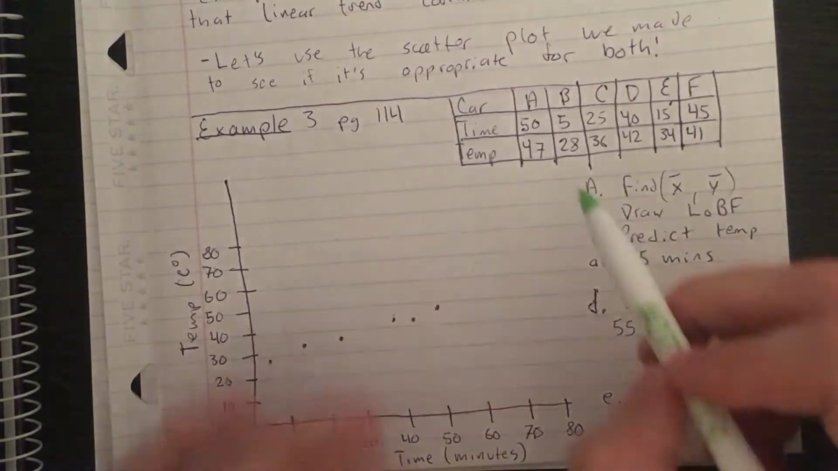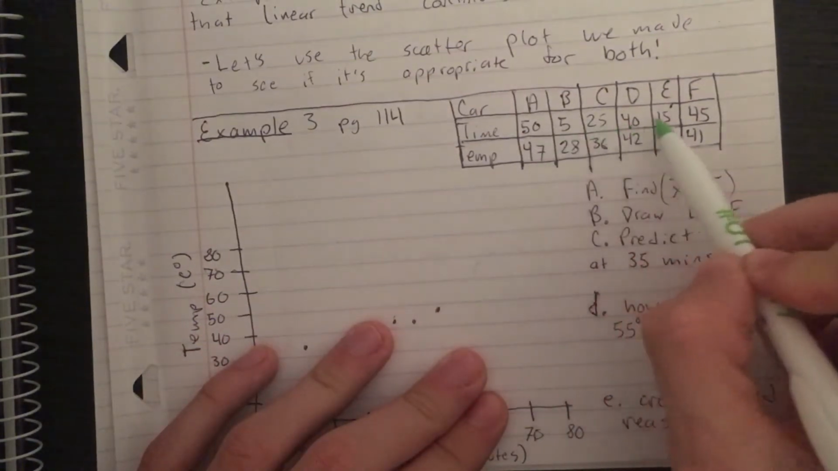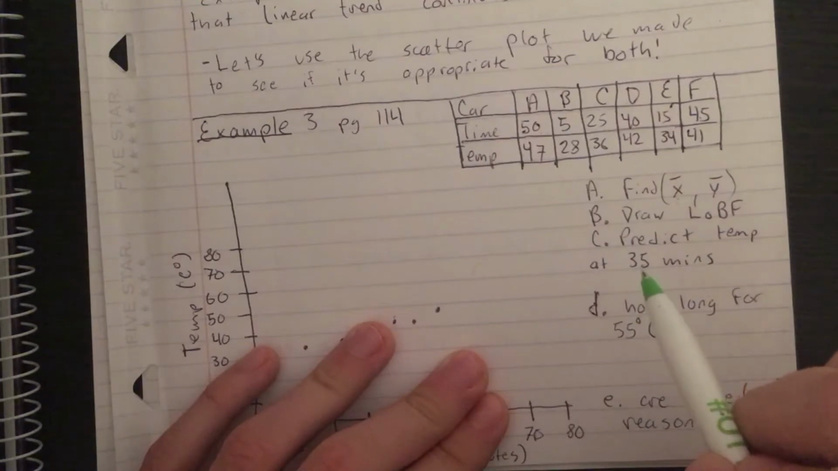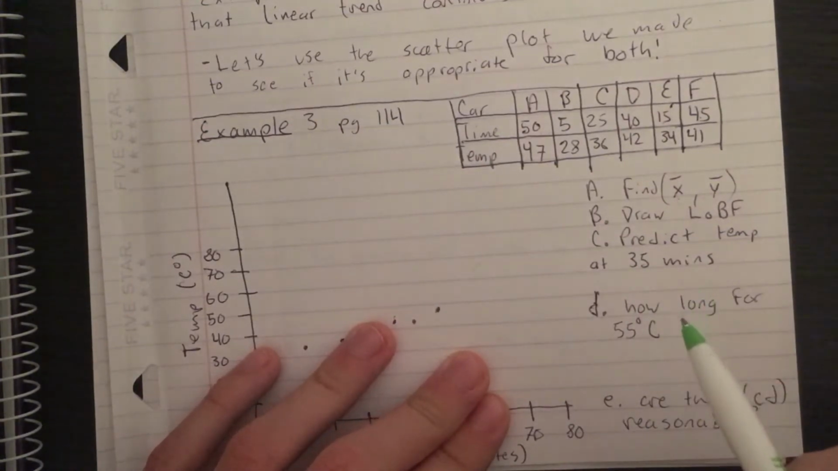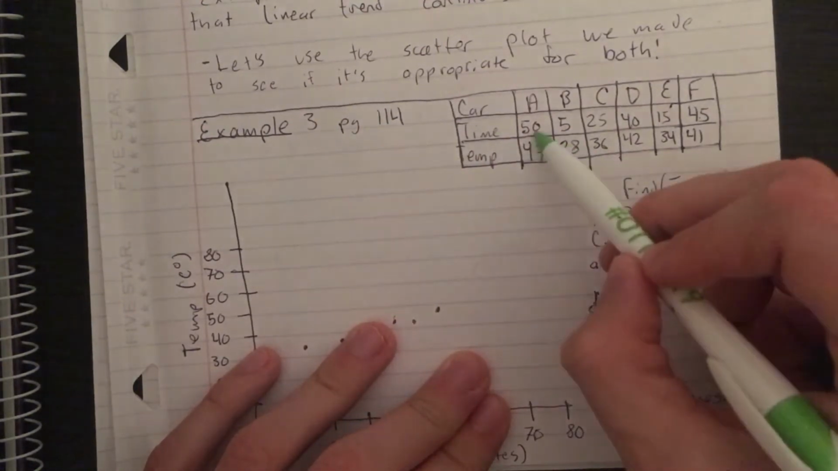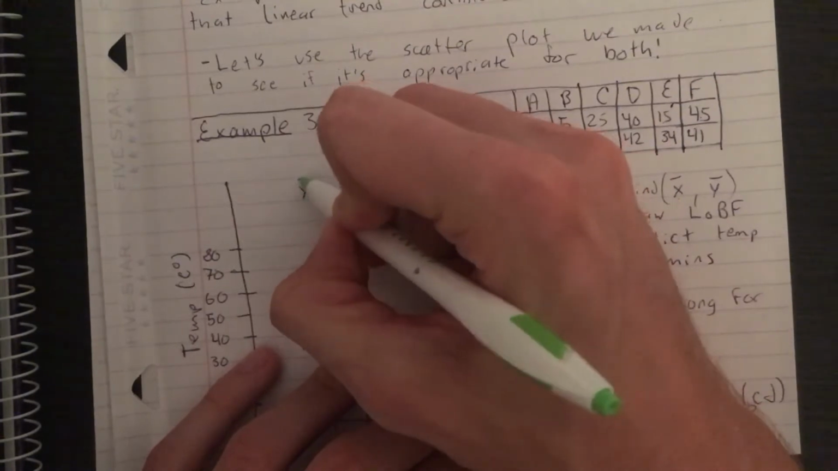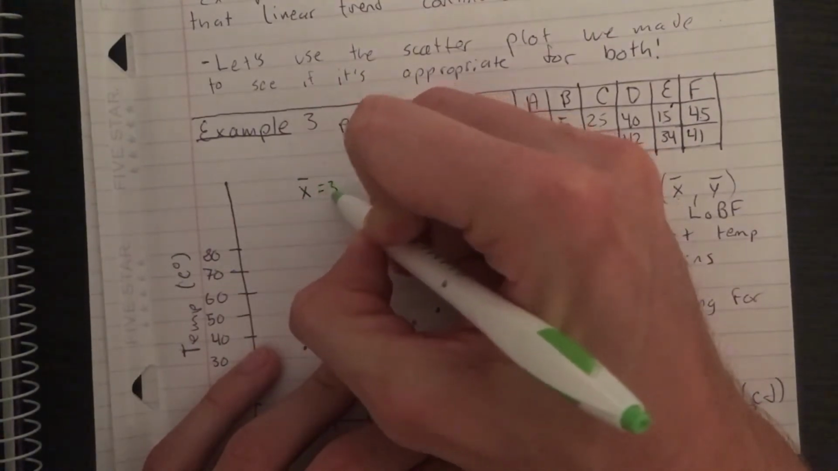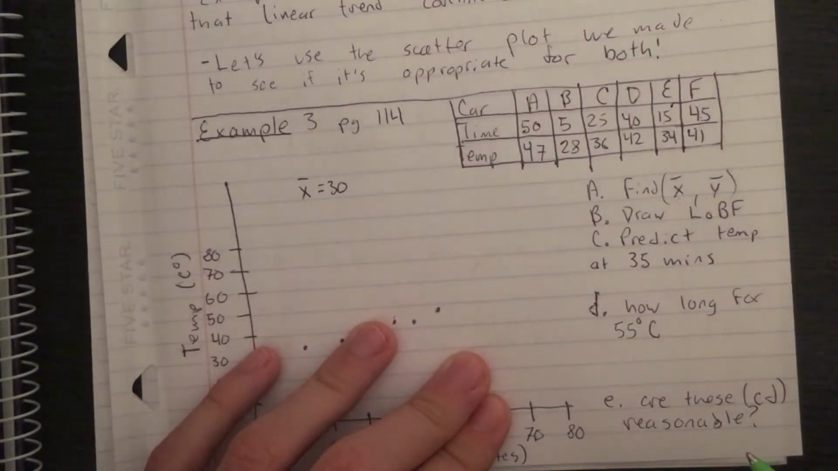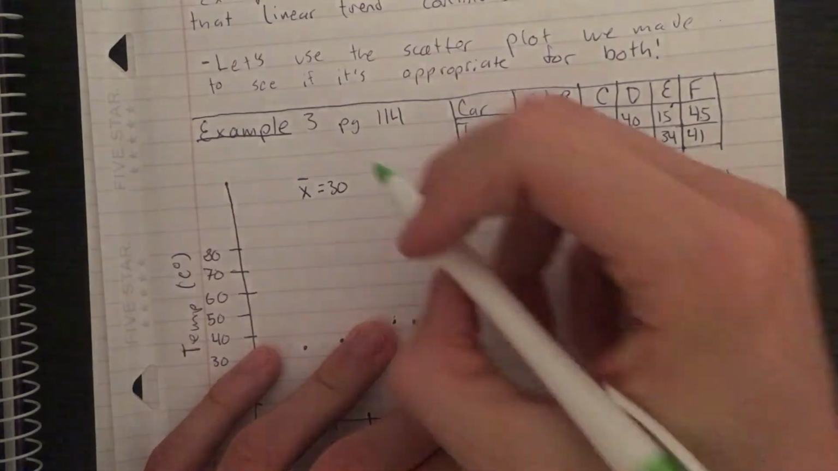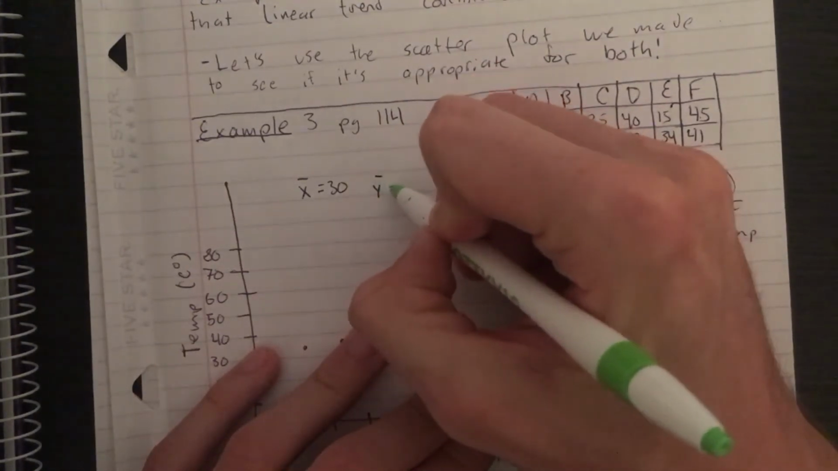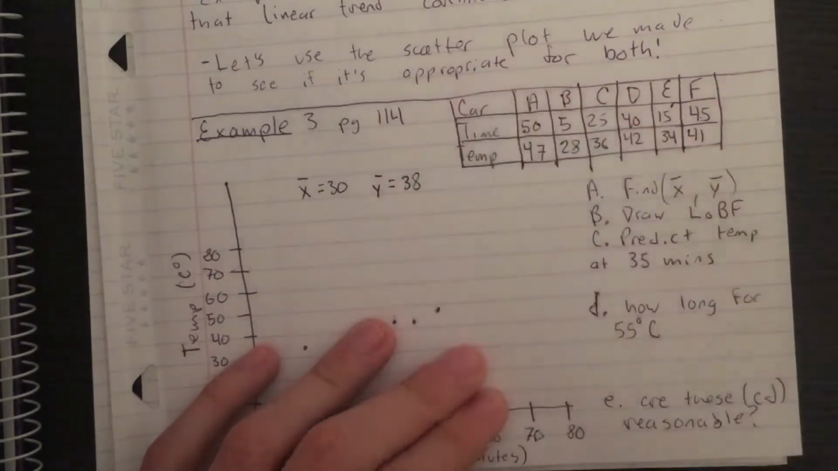So we're going to add up all of these times and then divide by 6. If we add all of these X's up, we're going to get 180 divided by 6, so that's going to be 30. So X bar is 30. And then Y bar, if we add up all of these temperatures right there and then divide, that is going to give us 38.